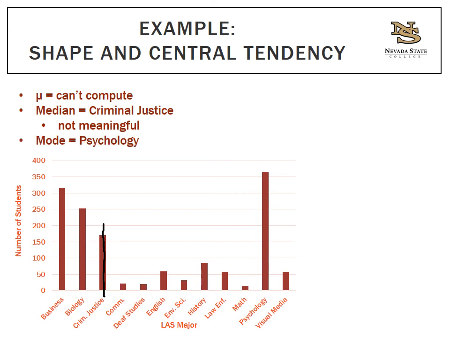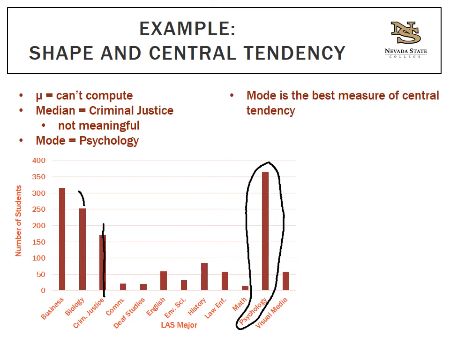So the only thing that we're left with is our mode of psychology. That is the most commonly occurring major. Now, I'm not going to report business and biology just because they're pretty close, and psychology is way above and beyond the rest. So again, the mode is the best measure of central tendency.